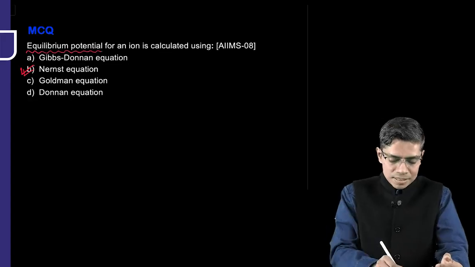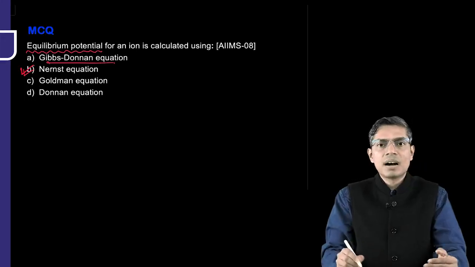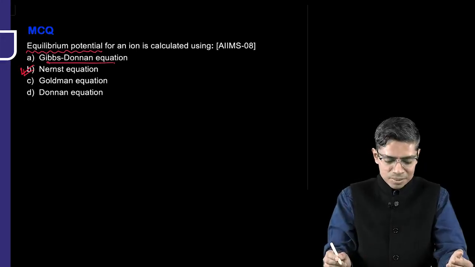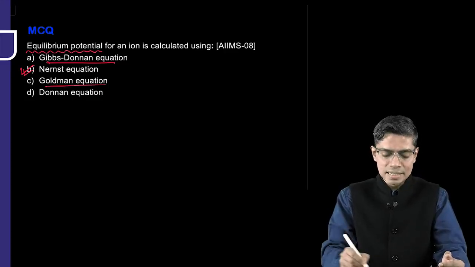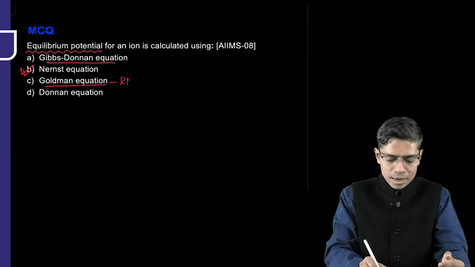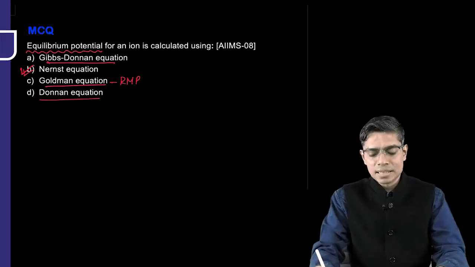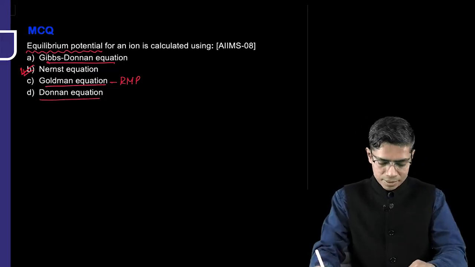Gibbs-Donan equation we have discussed already, that is due to the presence of a large impermeable ion on one side of the membrane, and Goldman-Hodgkin-Katz, that is for calculation of the RMP. And the Donnan equation is the same thing as the Gibbs-Donnan equilibrium.